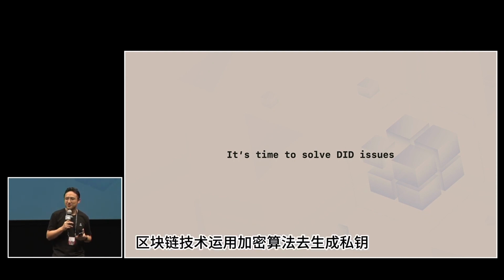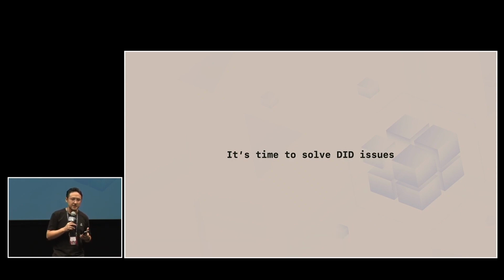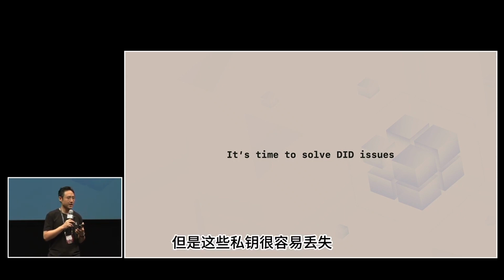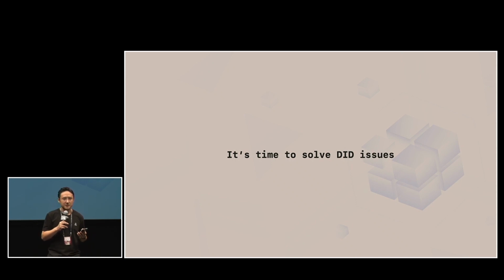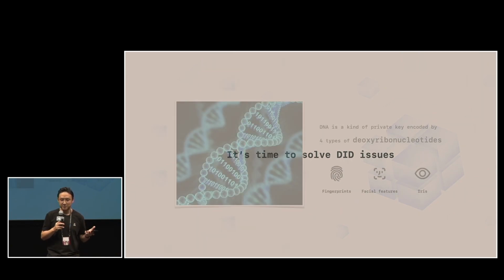Blockchain technology uses encryption algorithms to generate private keys, but these private keys are easily lost, right? So can we find a private key that will never be lost and is still secure enough? I think the answer is in everyone's body. That is DNA, right?